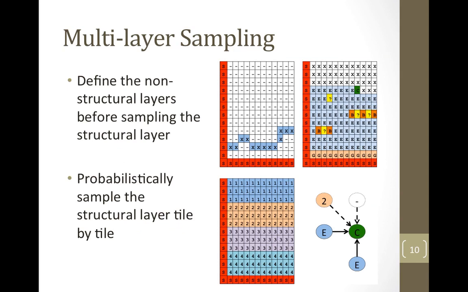So now in order to sample a new level, we first need to define the non-structural layers for that level. In our work, we've manually defined these layers, but they can also be defined by sampling them beforehand or automatically defining them in some way. And once we have these other layers defined, we sample the structural layer tile by tile by probabilistically choosing the next tile based on the surrounding tiles, the tiles in the other layers, and the trained probability distribution.